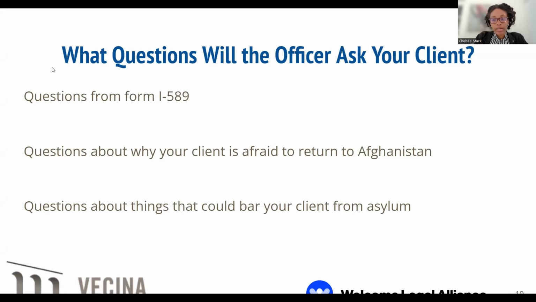When they get into the questions, they are going to ask some questions from the form I-589 that include background information, making sure that their address is still updated, making sure that they know all the employment information. Pretty much that entire application, especially those first 4 pages of background information, they're going to ask. Just prepare your client to answer the questions.